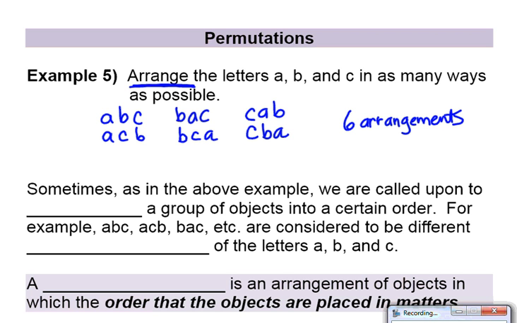So often whenever we're counting how many times something occurs, we're called upon to place a group of objects into a certain order. For example, up above, ABC and ACB, BAC are all called different arrangements of the letters A, B, and C. So a permutation is an arrangement of objects in which the order that the objects are placed matters. ABC is different than ACB.